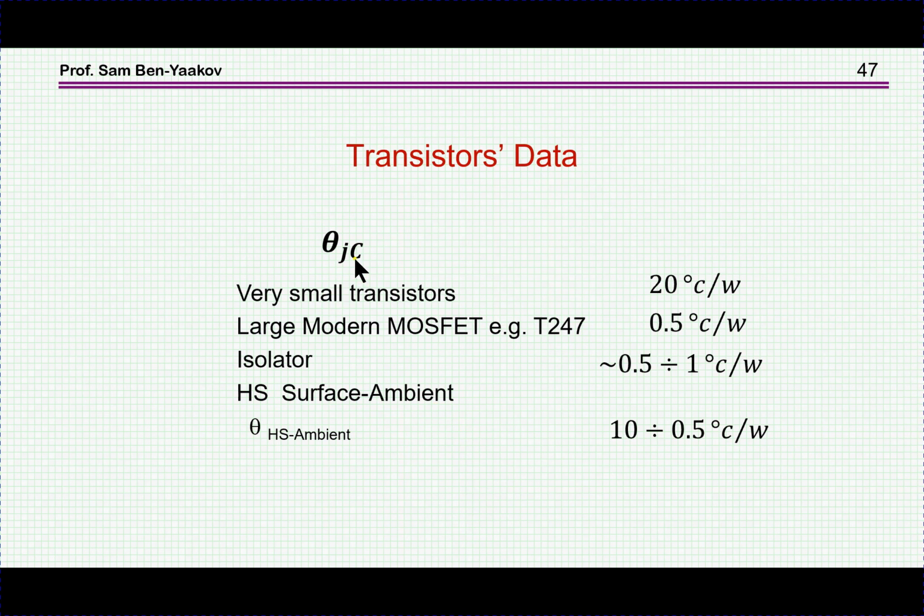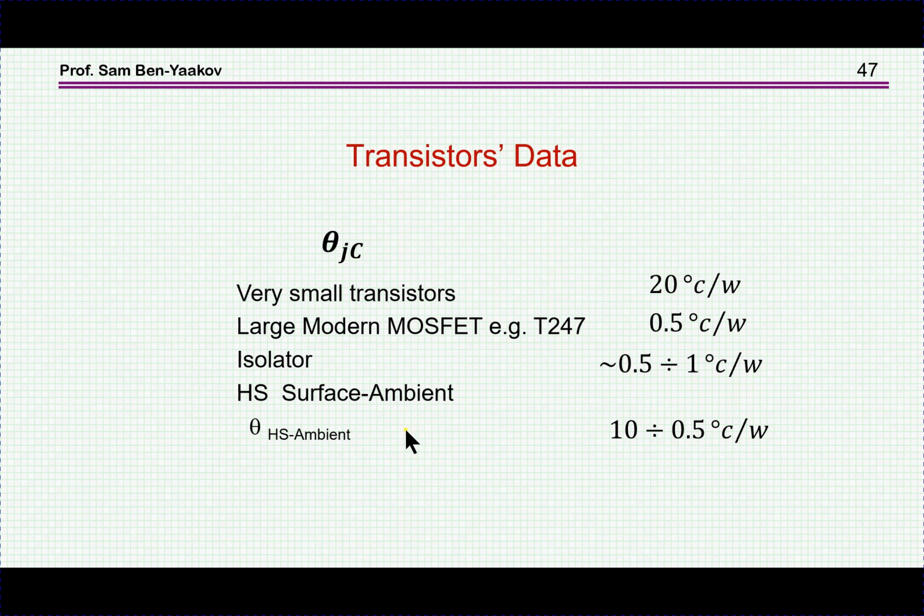Now the junction-to-case thermal resistance of transistors depends on the size of the transistor, the area of the pad. This is the surface which we attach to a heatsink. For a very small transistor, we're talking about 20 degrees centigrade per watt, or even higher. And for large MOSFETs, say a TO-247, it would be like 0.5 degrees centigrade per watt. Now, the isolator typically will be in the range of 0.5 to 1 degrees centigrade per watt.